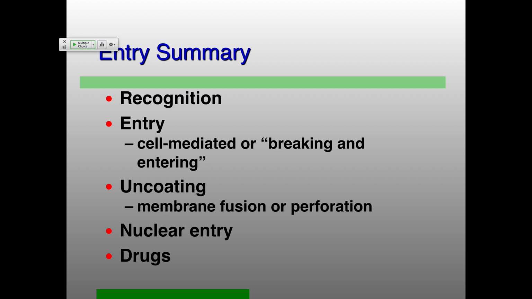Uncoating here is basically genome release. This can be some kind of membrane fusion event, or you have a metastable state of your virion, which then releases the genome. After that, nuclear entry. Again, this can be dissociation of the nucleus or tricking the nuclear pore complex in terms of getting in. And then there'll be a number of drugs, and particularly also vaccines, which will block this whole process so that you can stop the virion entering into the cell.